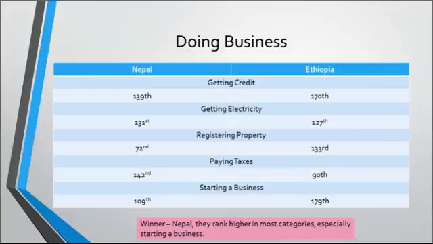It is easier to receive credit and register for property with Nepal. Even though Ethiopia ranks better at getting electricity and paying taxes, Nepal still ranks higher for starting a business.